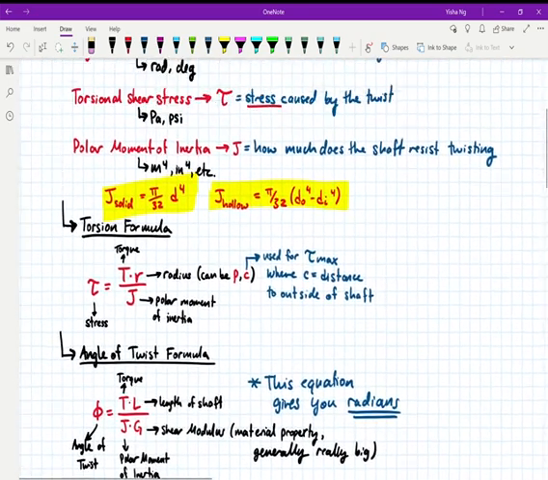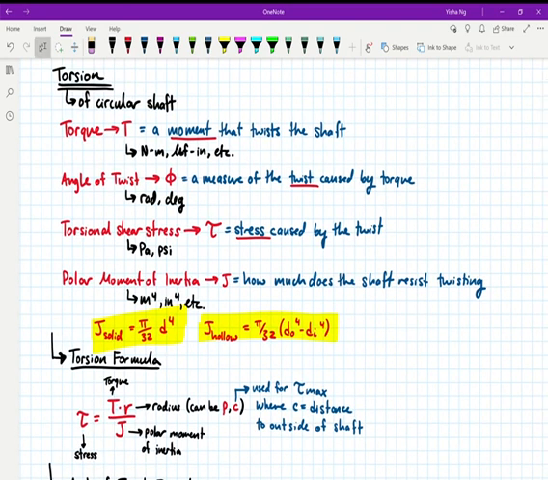Alright, and so all of these factors that we just talked about go into the torsion formula right here, which is a formula for stress. And so the formula is tau is TR over J: stress is torque times the radius over J, the polar moment of inertia. And so you might see this formula with a couple different letters in the place of R. R can be replaced with rho. It means the same thing, it's just the radius at which you're measuring the stress.